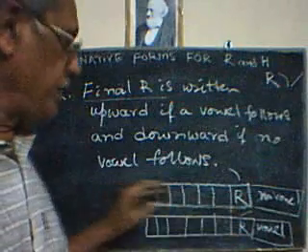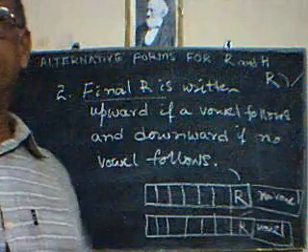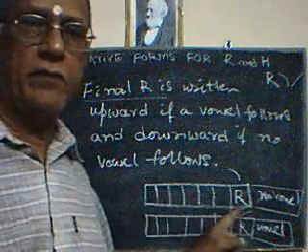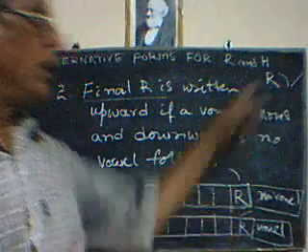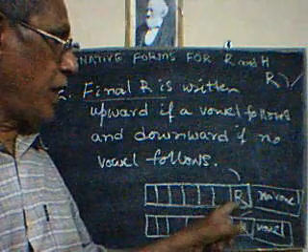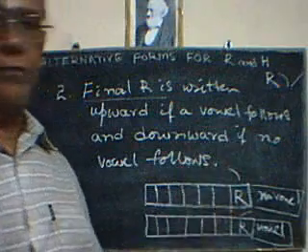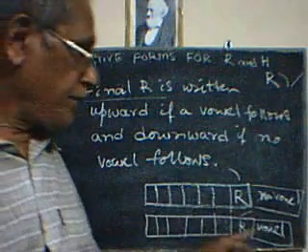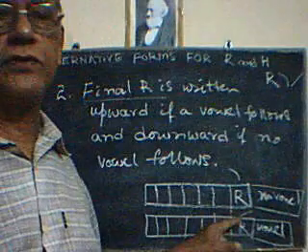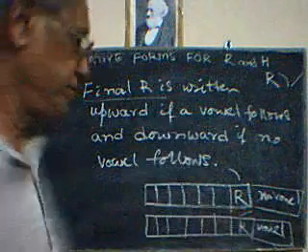Final R. In this word, the final consonant must be R. The rule should satisfy that. Then, after that, if there is no vowel, downward form. If the vowel is there after final R, then this upward form, that is called re, should be used.